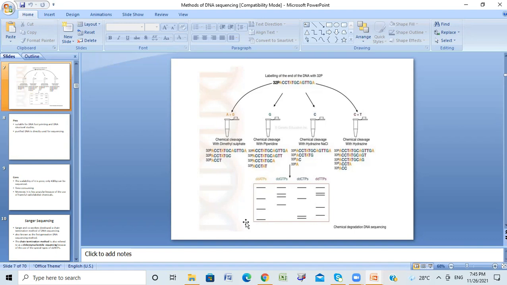The smallest one will move fast. Yes or no? Yes, ma'am. Okay, so the smallest one will move fast, so it will be near the positive side. So then you have to read it from the smallest to the biggest one. This is the smallest one, that is A. And the next is, what is this?